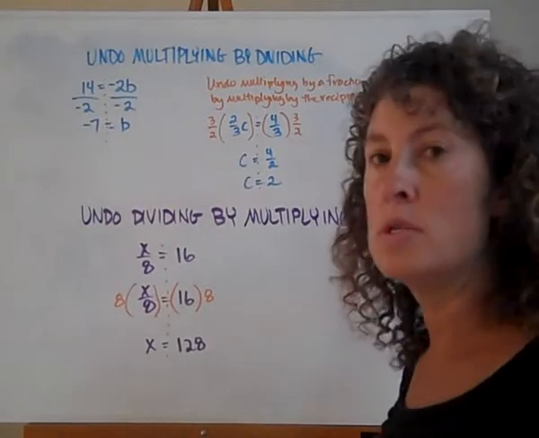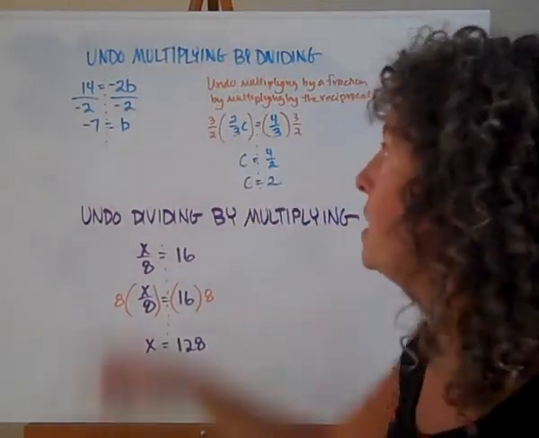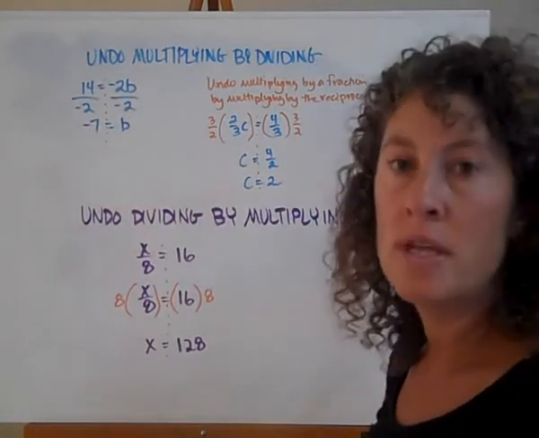All right, adding, subtracting, multiplying, and dividing. What if I've dealt with those in an equation? To undo multiplying, we are going to divide. Here's my equation. 14 equals negative 2b.